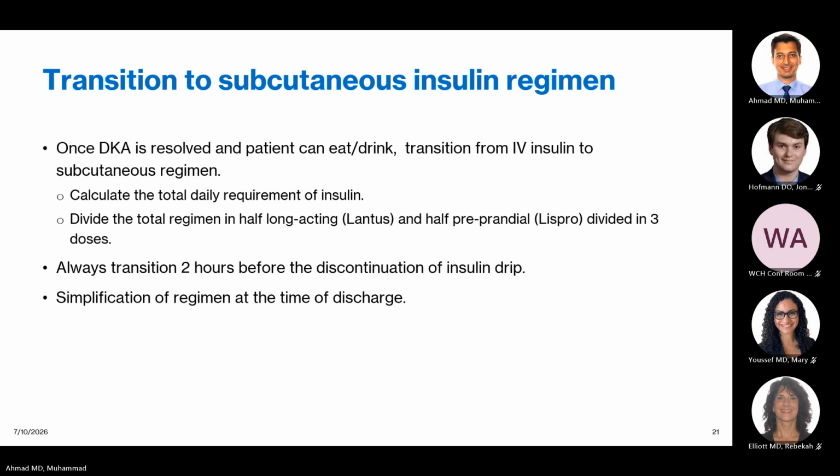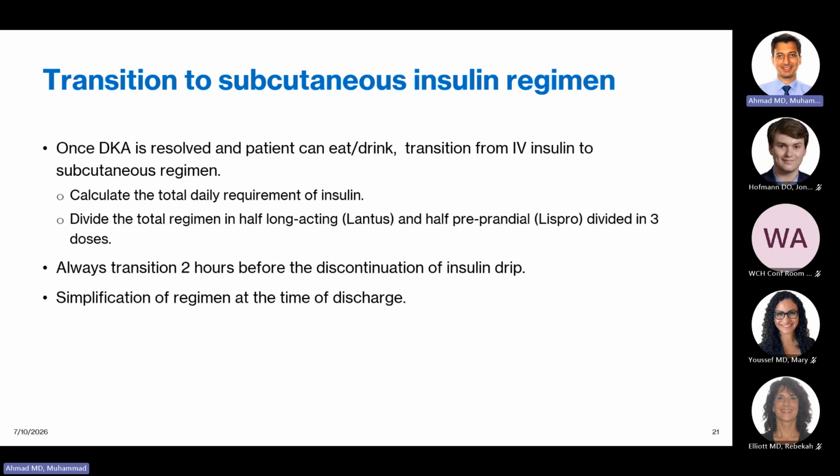So now, transition. Once DKA is resolved and the patient can eat and drink, make sure the patient is eating and drinking, because then the values are going to change. The patient may become super hyperglycemic all of a sudden, right? The patient eating and drinking means their clinical status is better. And when you see on the labs that DKA is resolved, you will have to transition IV insulin to subcutaneous insulin, right? And for subcutaneous, the first thing is the total daily requirement of insulin, right?